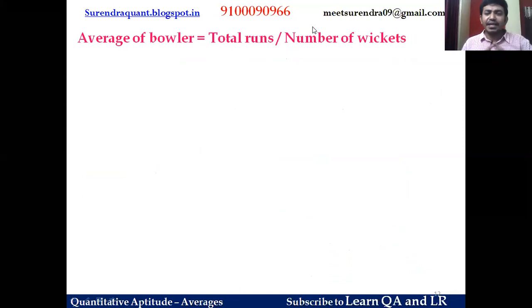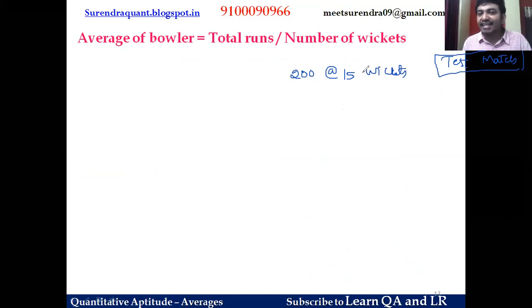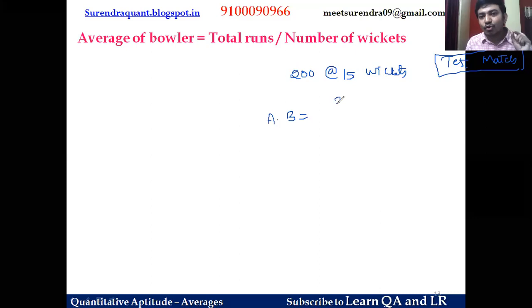Now, there is a very important model, that is the average of a bowler. We define this as the total runs given to the total number of wickets taken. For example, a bowler gave 200 runs for 15 wickets. In a test match, you will have 2 innings, right? So in 2 innings together, he gave 200 runs and he has taken 15 wickets. Then we can say the average of the bowler equals total runs by total wickets taken.